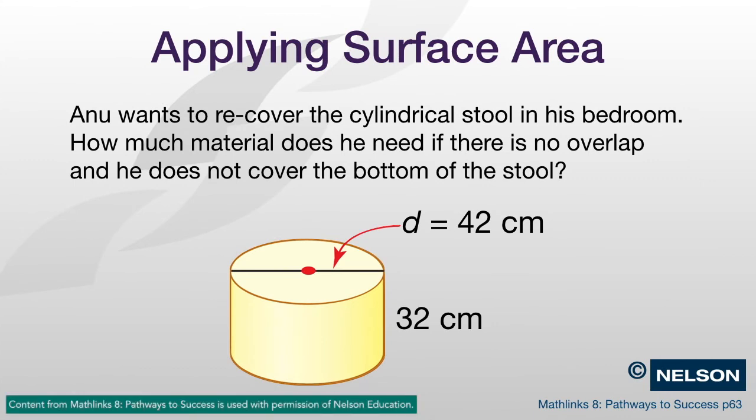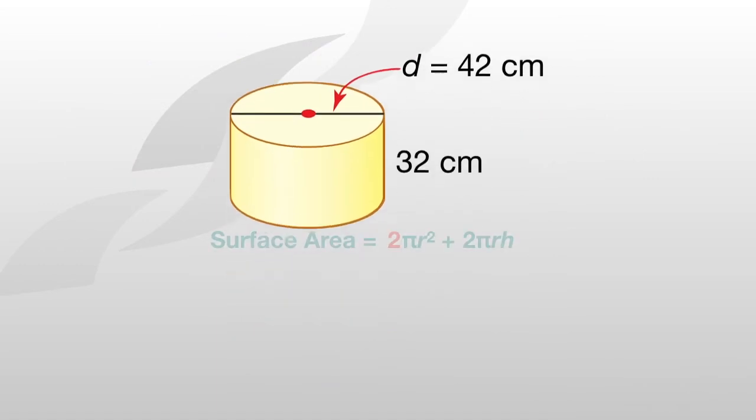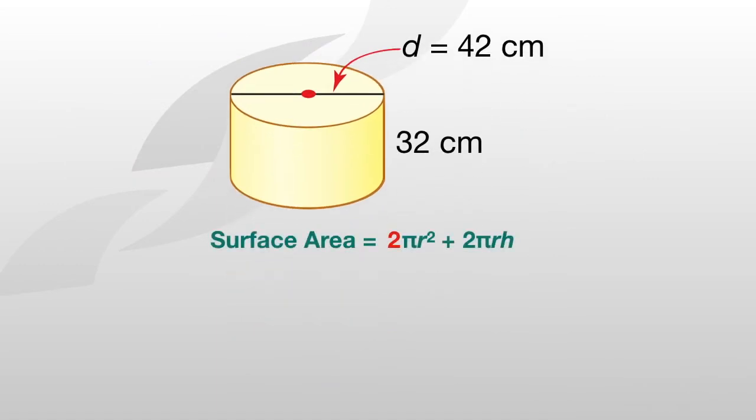Let's read through this next problem. Anu wants to recover the cylindrical stool in his bedroom. How much material does he need if there is no overlap and he does not cover the bottom of the stool? Let's visualize the surfaces that Anu wants to cover with material. There is the curved surface and the top circle. Note that it says that he does not cover the bottom. So although the formula for the surface area of the cylinder has 2 pi r squareds, in this context we only count one of them.